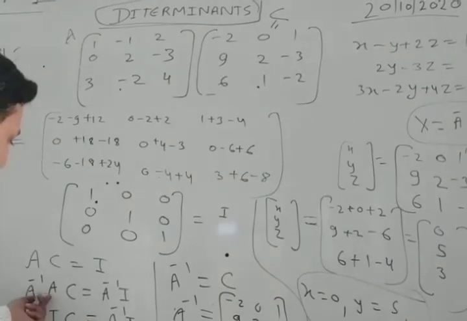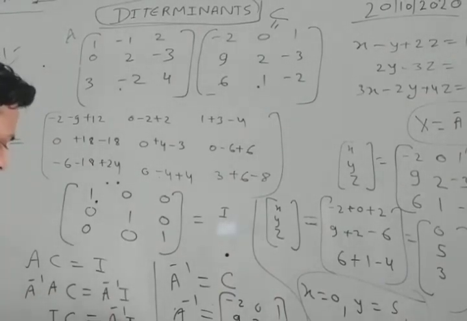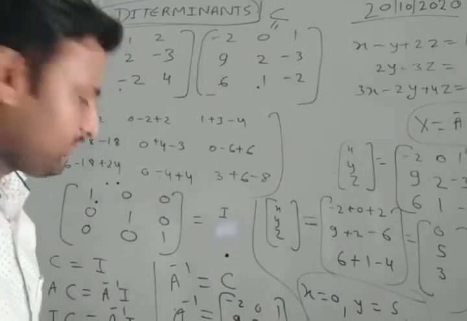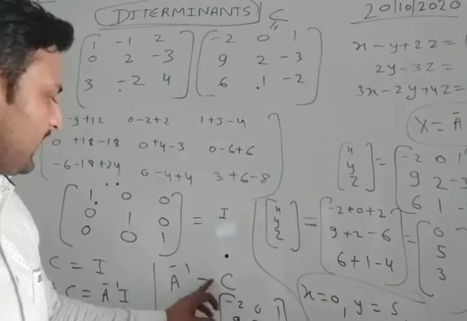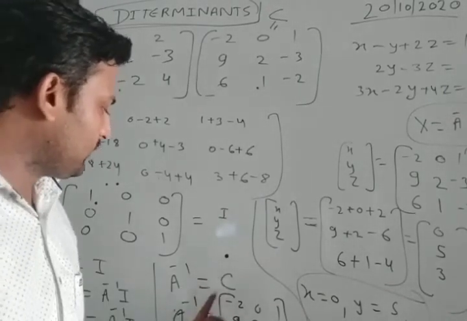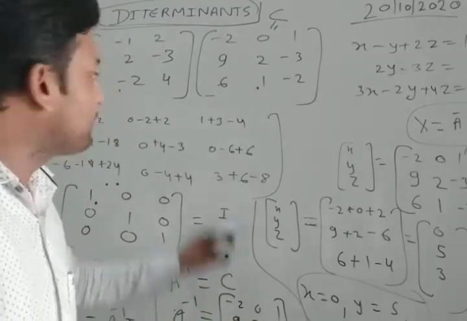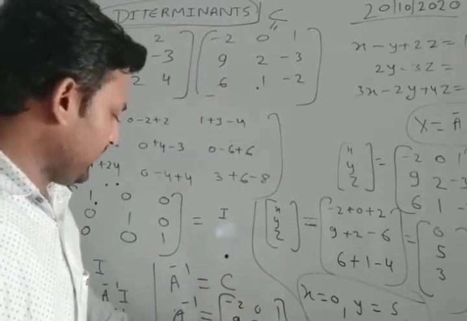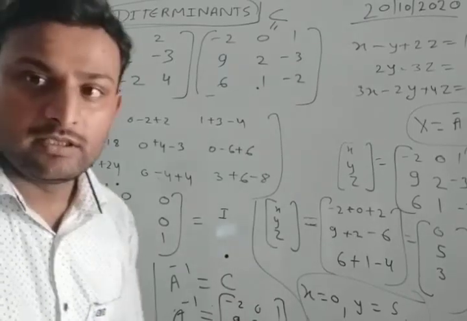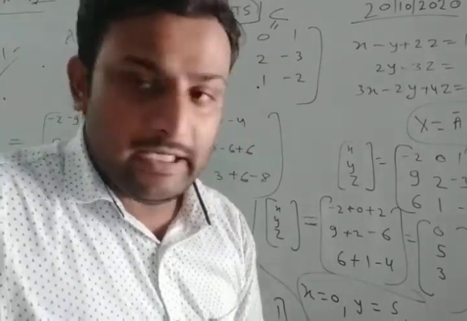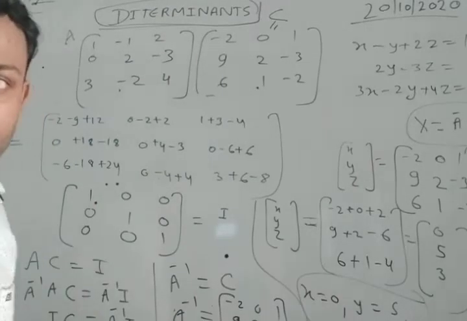Multiplying A inverse on both sides, we get A inverse A C is equal to A inverse I. Now you know A inverse A will be I, and this is C, and A inverse I is what? It will be A inverse, and IC will be C. So we write A inverse is equal to C, and the value of C is this matrix. So A inverse is the matrix C. So we have found our A inverse.